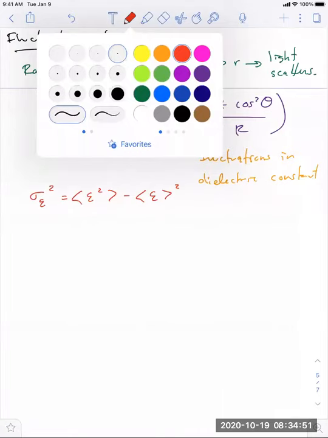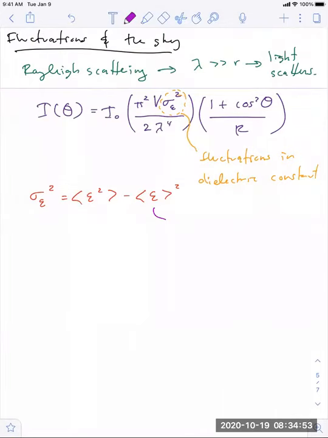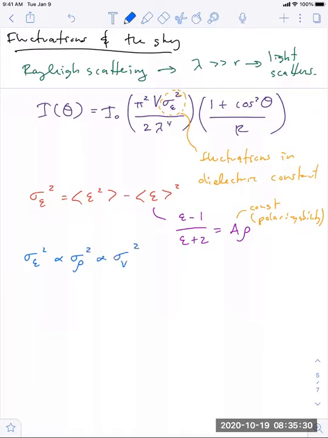And then it's known that the dielectric constant of some system is proportional to its density. Where A is just a constant, kind of like polarizability, or it accounts for the polarizability of the particles in the atmosphere. So this tells us that fluctuations in the dielectric are going to be proportional to fluctuations in the density, which we can say in terms of kind of fundamental quantities is proportional to fluctuations in the volume.